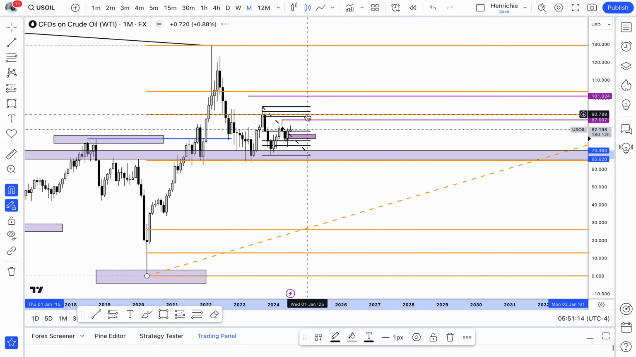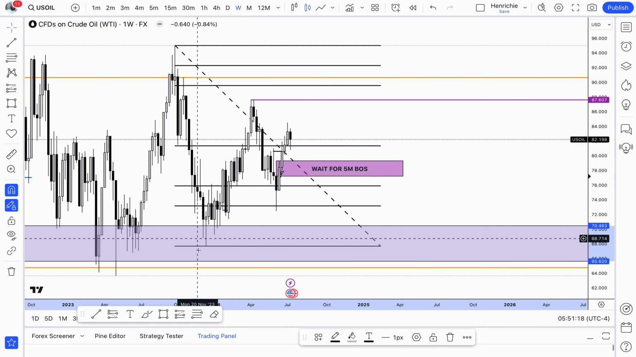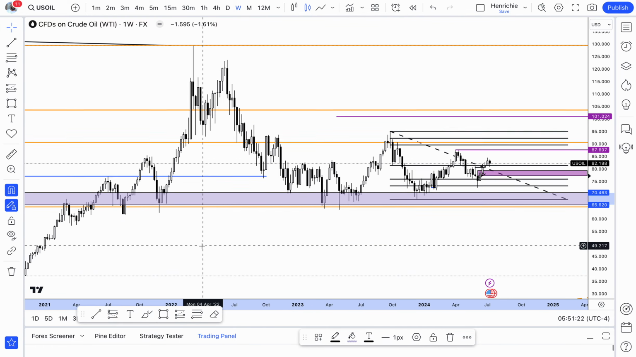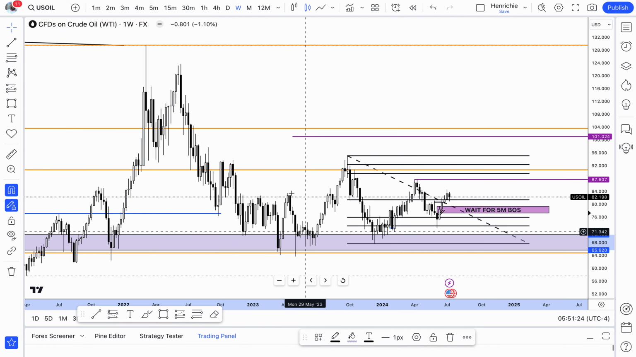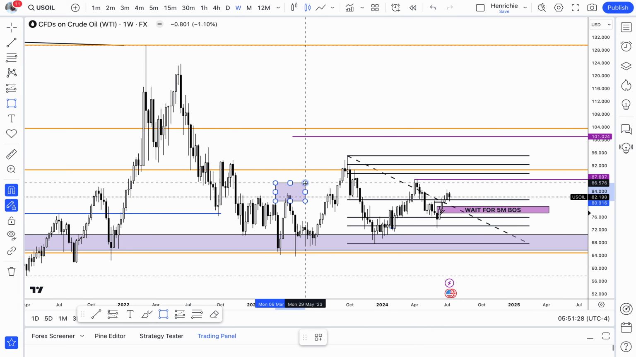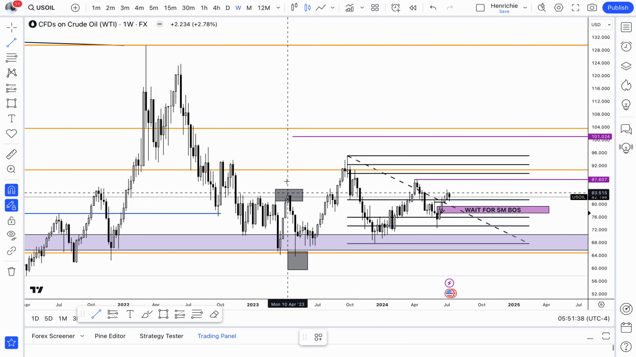Now, we go straight down to the lower time frames. What we want to see is, after a mitigation at this key level, a significant break of structure to the upside. And what do we see right here? We see that price created a high. This is the weekly time frame. It created a high, we created a low here, and then we broke structure.